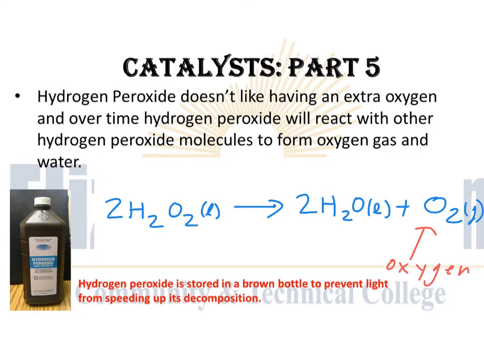The type we breathe. Light is one of the things that can speed up the rate of this reaction. Because sunlight speeds up this reaction, we keep hydrogen peroxide in a brown bottle to protect it from light.